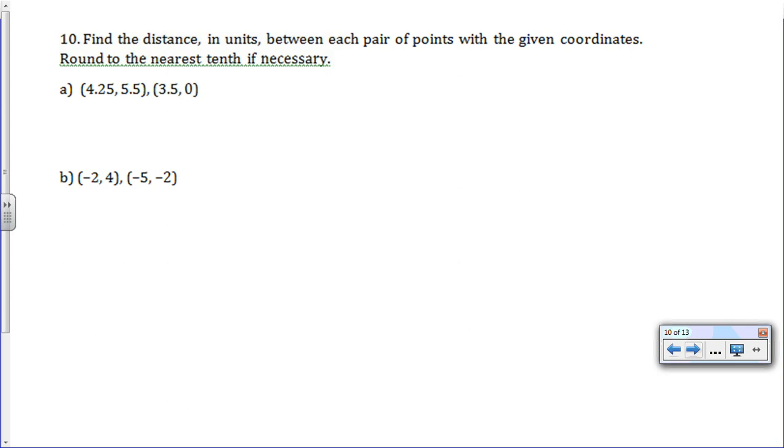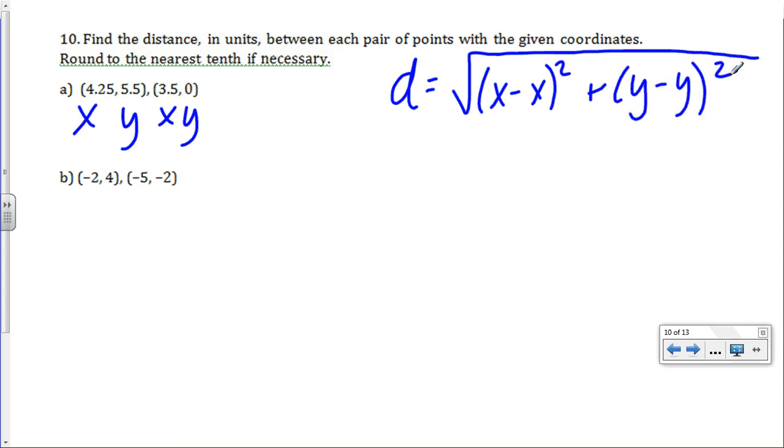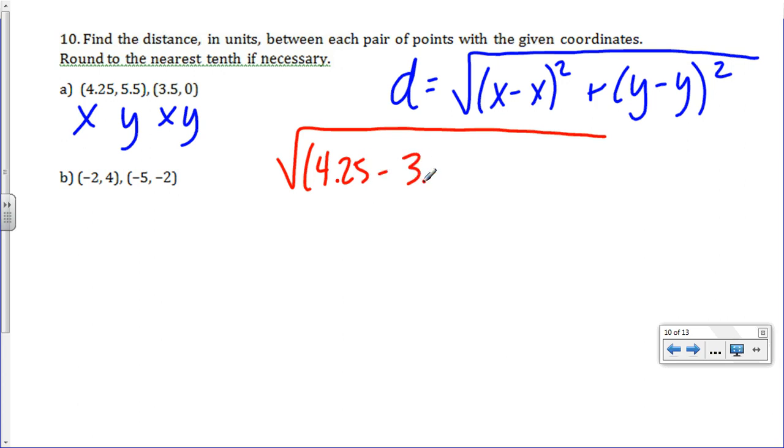In A, you should see that you've got decimals. Decimals still going to work the same way. I've got an x and a y, an x and a y. So all I'm going to do now, here's your formula in case you forget. So for A, I'm going to take all my x's, put them together. So 4.25 minus 3.5 squared. Then I'm going to take my y's and put them together.